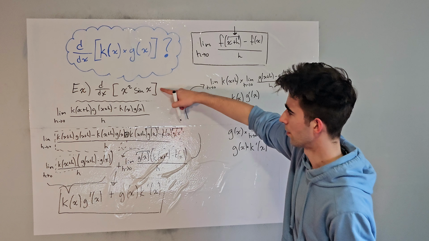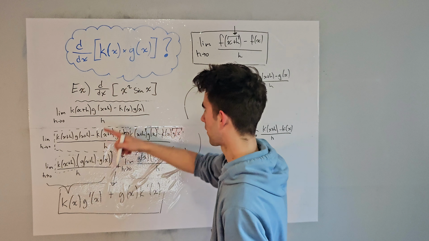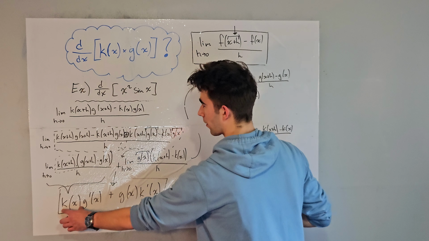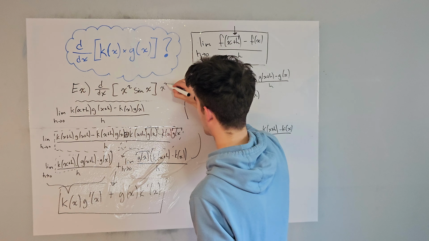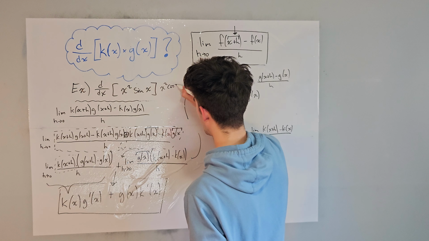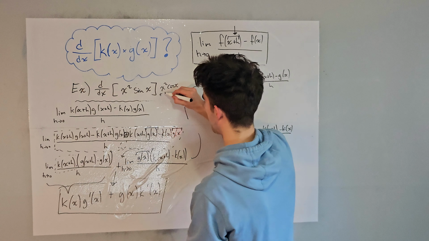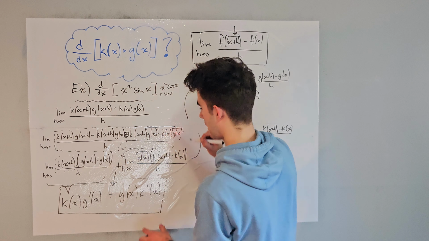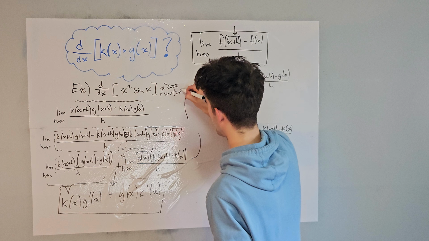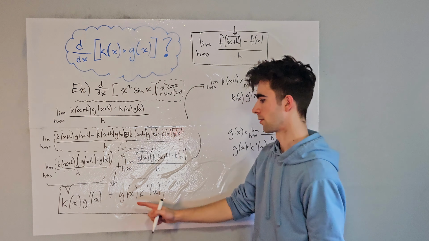Back with this example here, that would mean we're going to use k of x for x squared, sine of x for g of x. We're doing the regular first one, x squared, times the derivative of the second, cos x. And we're going to add the regular second, sine x, times the derivative of x squared, 2x. And you could simplify that a little bit, but that would be how you use this formula.